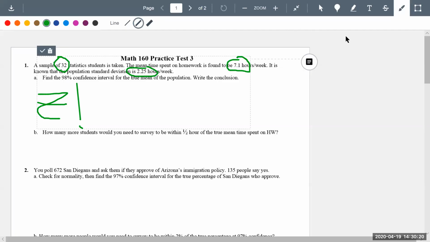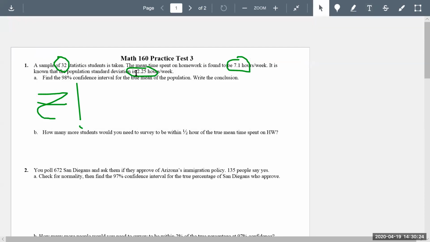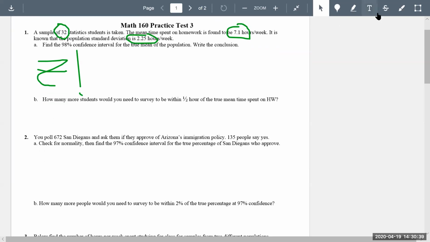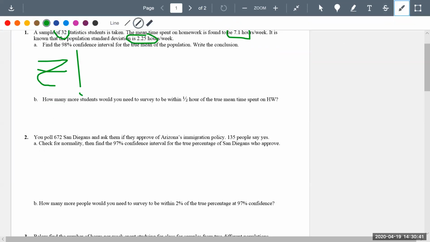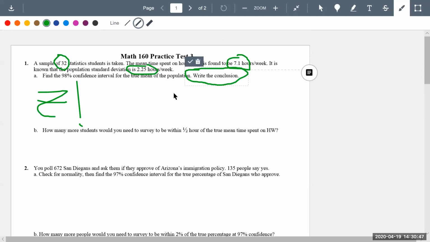Come here. All right, so we can get the z-score we need for this first one from the t-score chart, and then you can look at the key and see what I did. I just set it up. I know what x bar is. I look up what the z is, 2.326. I got the standard deviation divided by the square root of n, figure out the error, all that kind of stuff. And then you have to write your conclusion, right? We are 98% confident that the interval blah to blah contains the real mean time spent on homework.